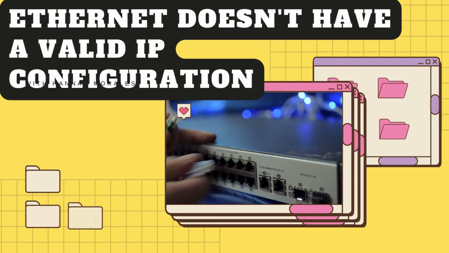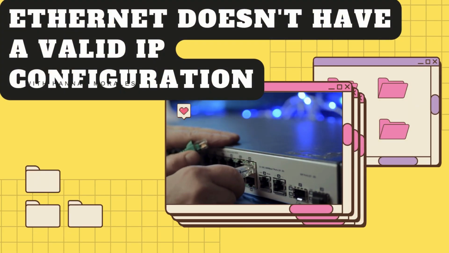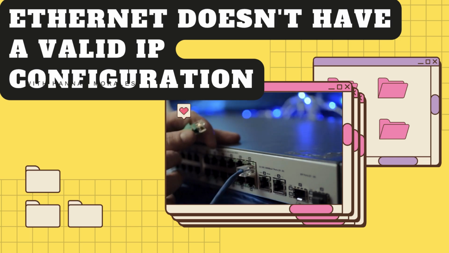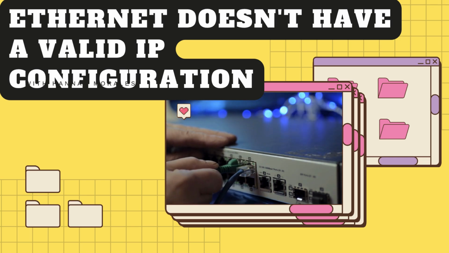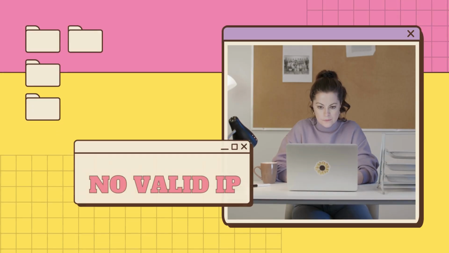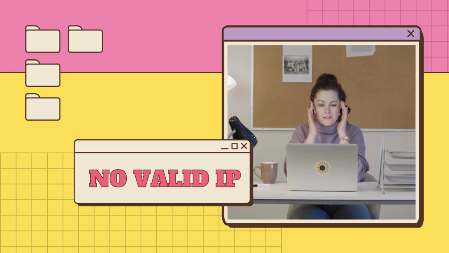Fix: Ethernet doesn't have a valid IP configuration. Full guide. You've just plugged in your Ethernet cable, but instead of smooth internet access, you see the error: Ethernet doesn't have a valid IP configuration. Frustrating, right? Don't worry, this error is common, and the good news is, it can be fixed in minutes.